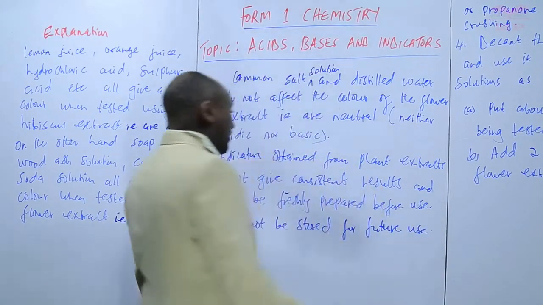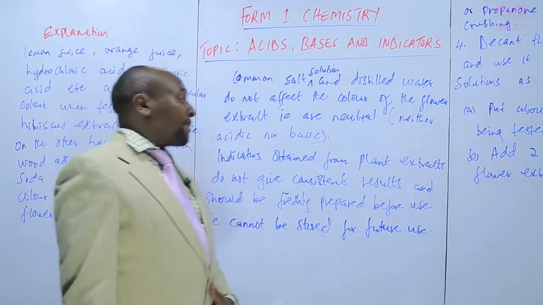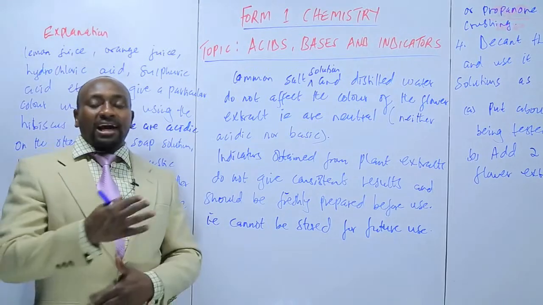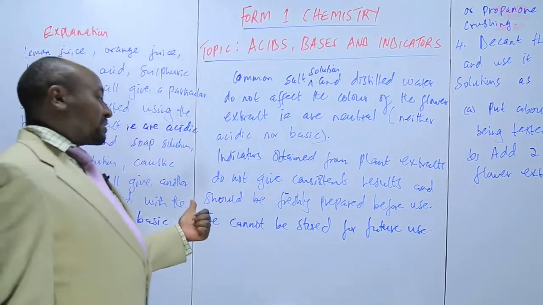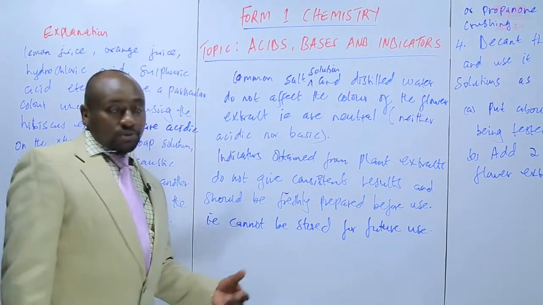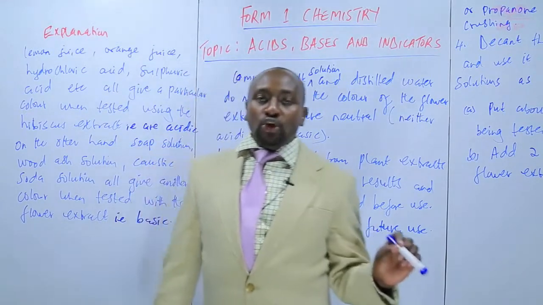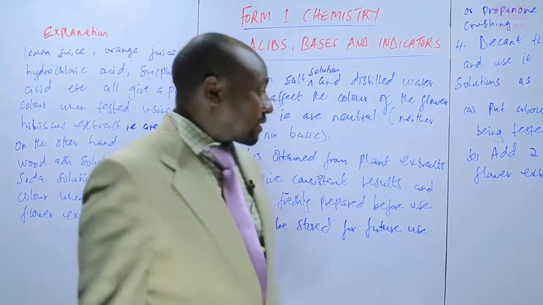In as much as they are very easy to make, as per what we have seen in the procedure, they do not give very consistent results, for example if they have overstayed for a long time. So they do not give consistent results, and therefore we cannot store them for future use. And that is why there is need for what we call the commercial indicators, and that's what we shall discuss in our next lesson.